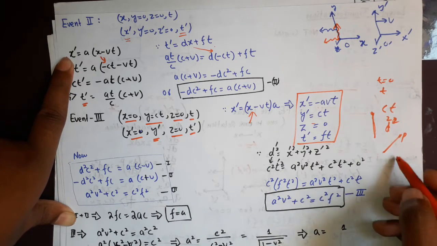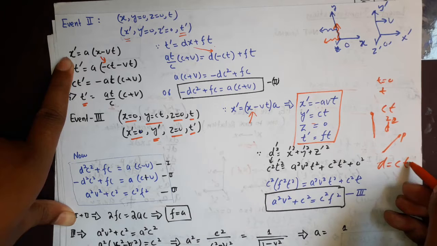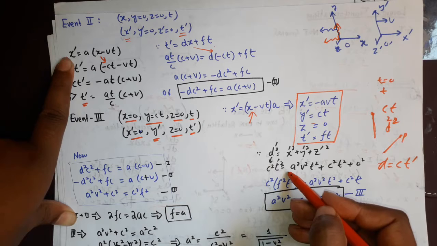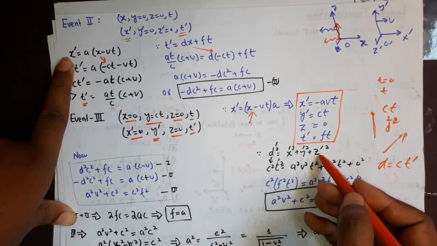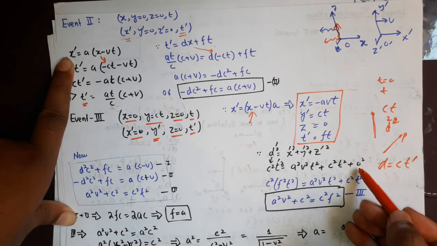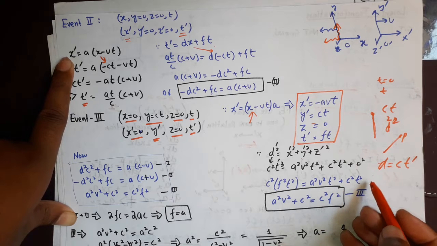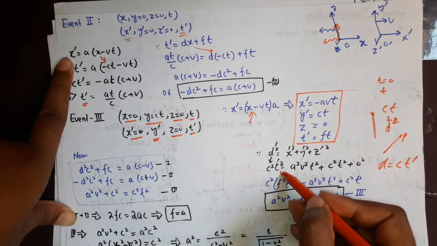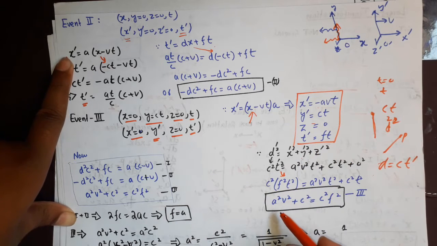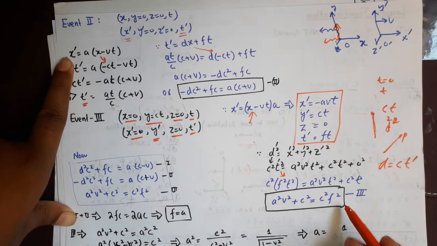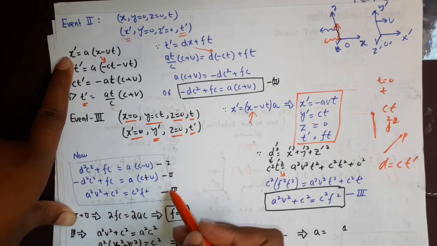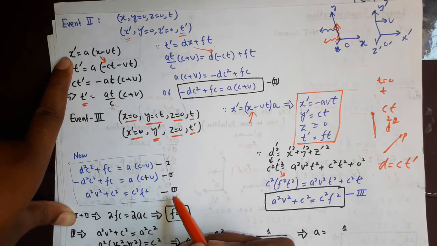Also the distance is basically c times t prime, so I can put c squared t prime squared equal to the values of x prime, y prime and z prime from here. This gives me a squared v squared t squared plus c squared t squared plus 0, because z is 0, and I can simplify this relation. I can also put the value of t prime squared here, which is f squared t squared. So this gives me a squared v squared plus c squared equal to c squared f squared. So this is my third equation. I have written all these three equations here: this is my first equation, second equation and third equation.